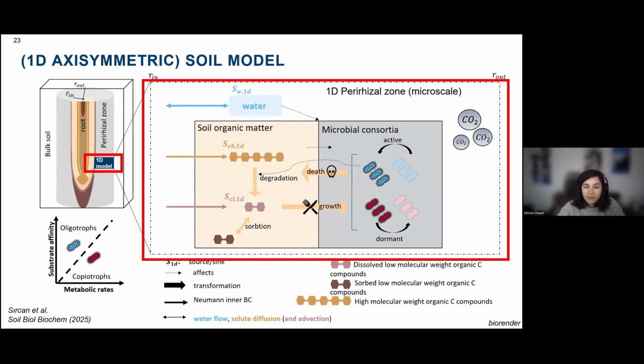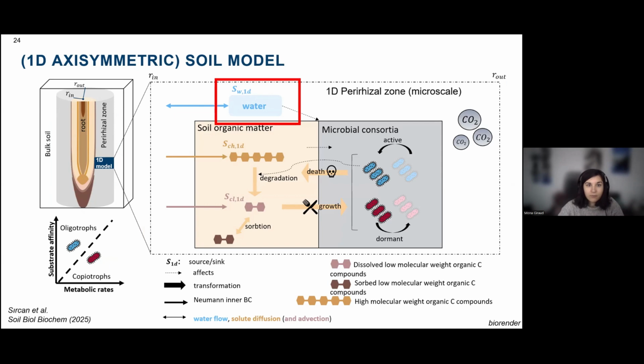Inside this model, we simulate different types of processes and pools. First we have water, so the flow of water through the 1D model. Then we have different pools of carbon. We have high molecular weight organic C compounds: when the plant releases mucilage, it is added to this pool. And we have low molecular weight organic C compounds: when the plant releases exudate, it is added to this other pool.